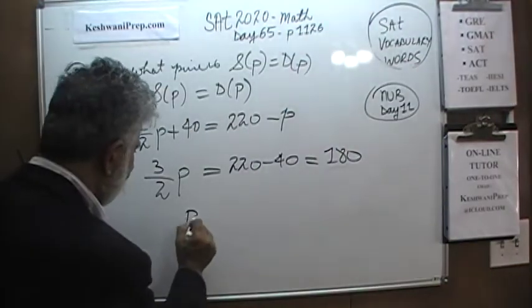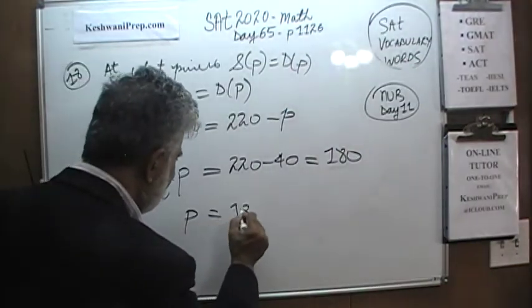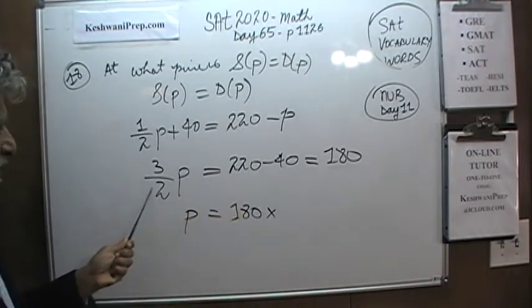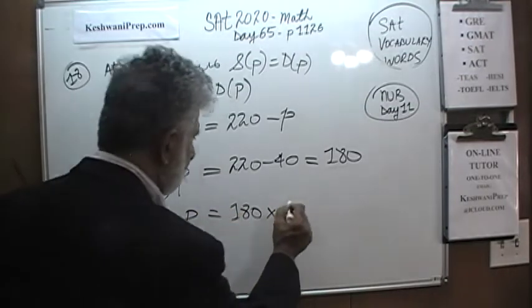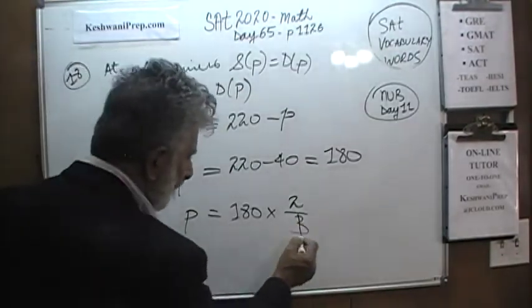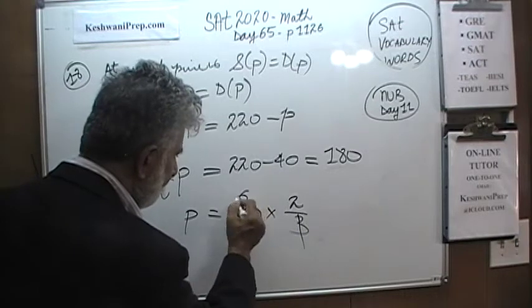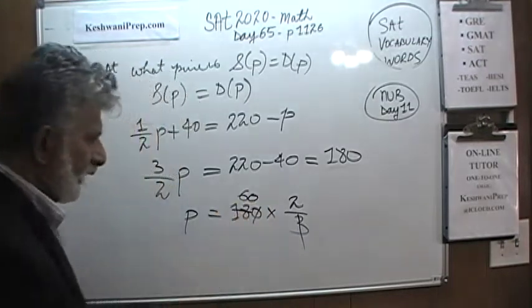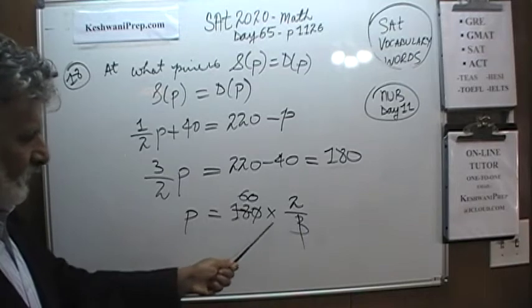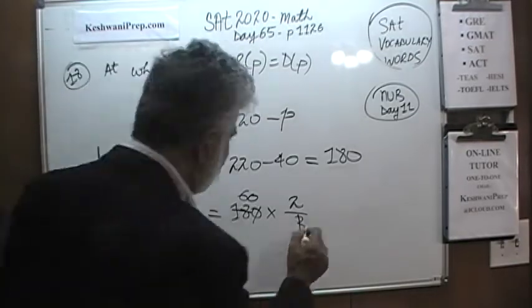And therefore price is simply 180 times the reciprocal of this. Multiply both sides by 2/3. It will just be 180 times 2/3. 18 divided by 3 is 6, and 0 has no 3's. In other words, 180 divided by 3 is 60. 60 times 2 is 120.